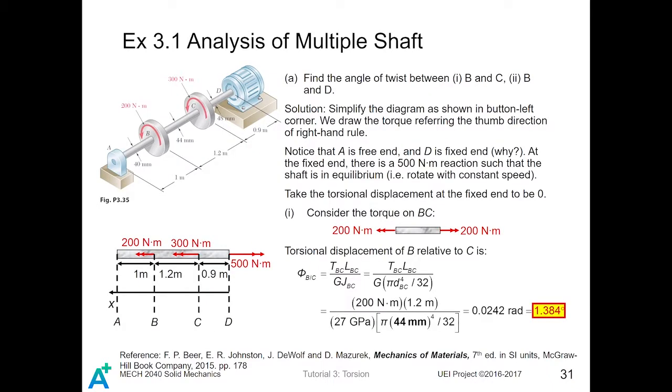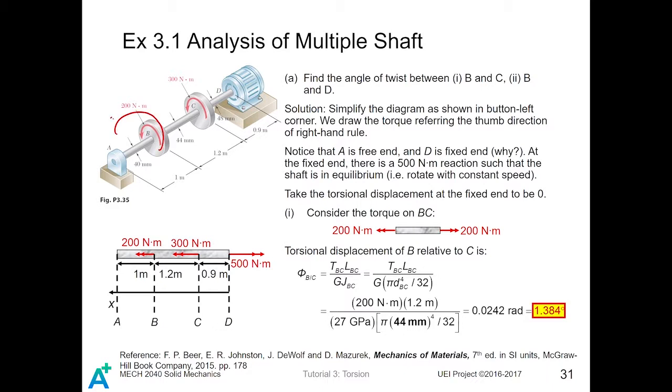For the first problem, we sketch this circular shaft by this simplified schema using the right-hand rule, because previously we mentioned that by using the right-hand rule you can clearly know whether the torque is positive or negative. Firstly, we draw those two known torques on this shaft. We draw it from A to D like this.